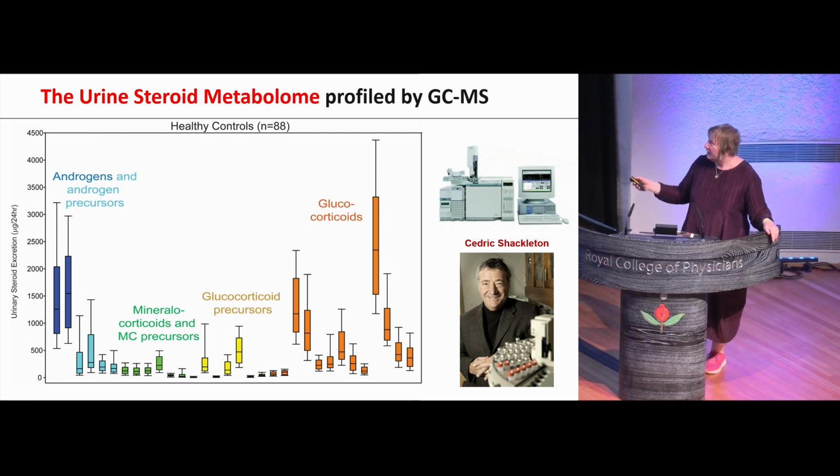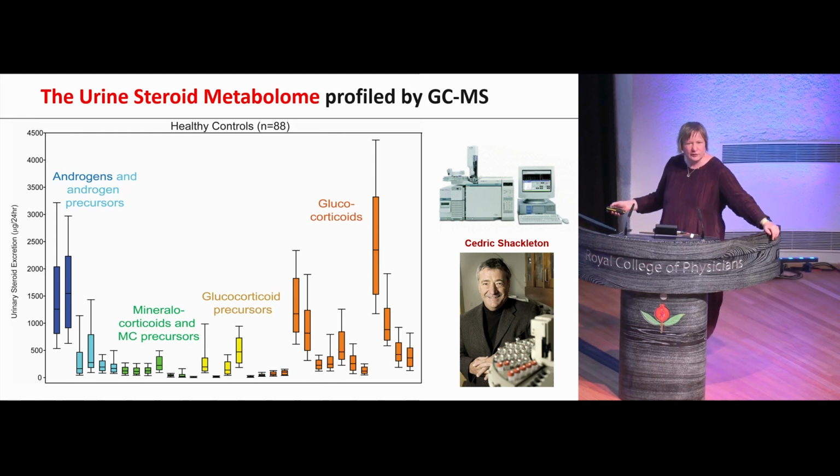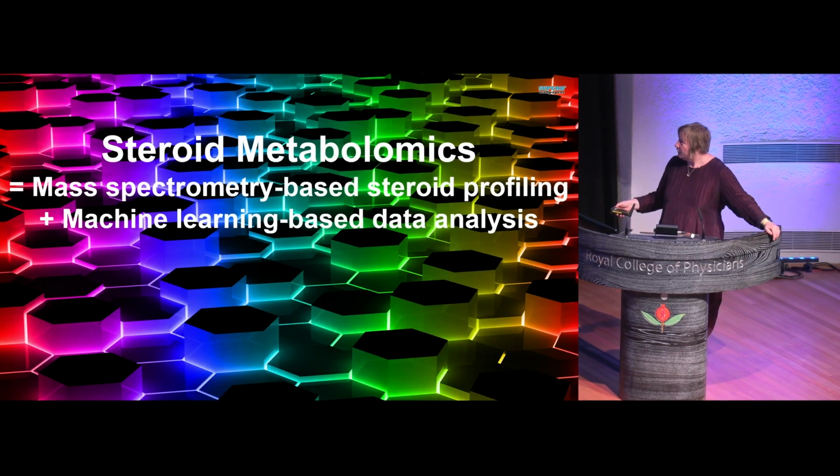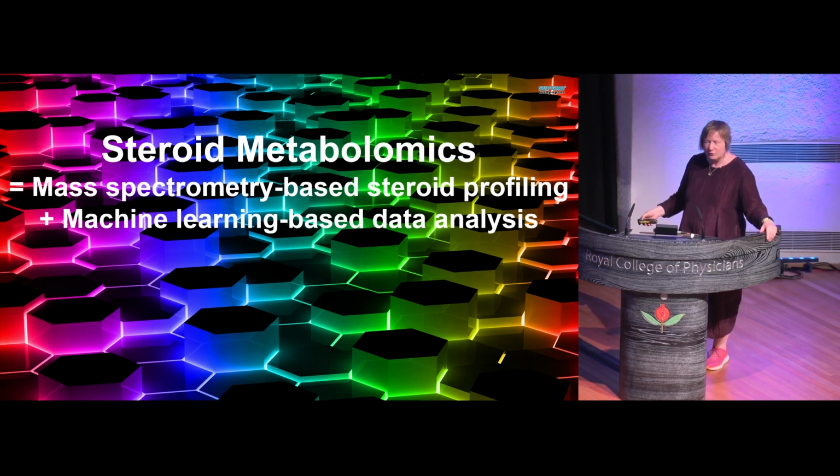And as you see here, these are 88 healthy adults. In dark blue, you see the androgens they excrete over 24 hours, and in orange, the glucocorticoids. So these are certainly the largest amounts of steroids we excrete. And you can nicely see that the androgen precursors in baby blue, the mineralocorticoids in green, and the glucocorticoid precursors are excreted in much lower amounts. And so we have developed steroid metabolomics as a combination of mass spectrometry-based multisteroid profiling with machine learning-based data analysis.